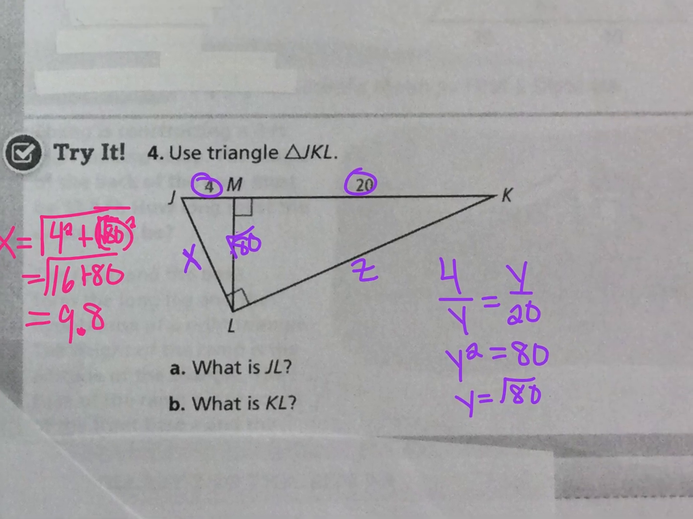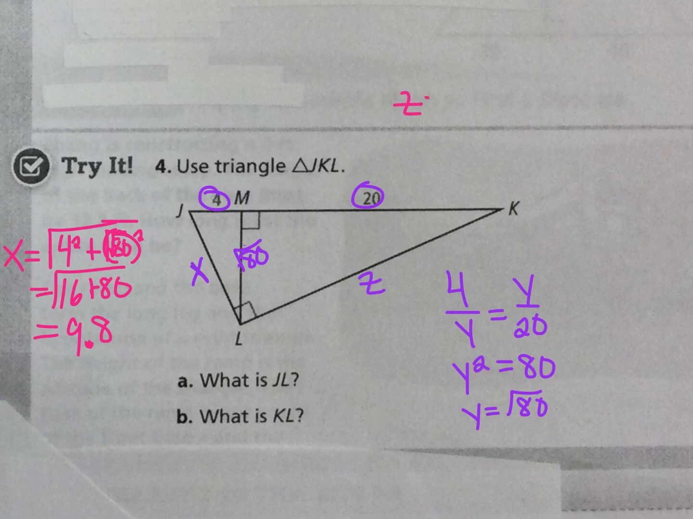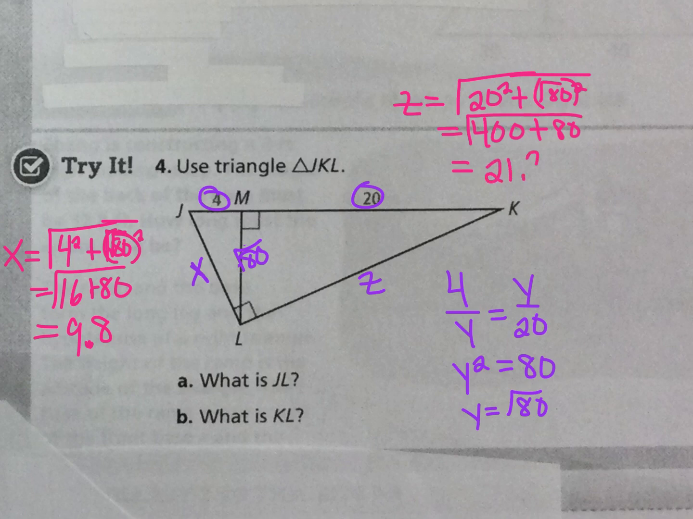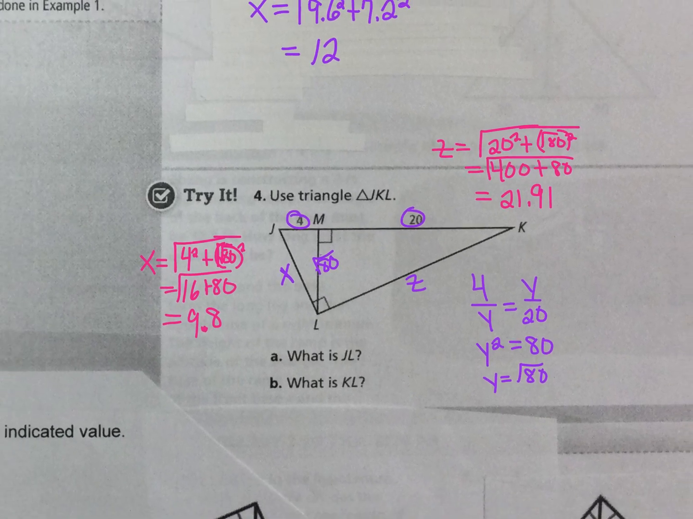All right, let's do Z. Z is the hypotenuse. So let's take the square root of 20 squared plus the square root of 80 squared, which gives me 400 plus 80. The square root of 480 would be 21.91.